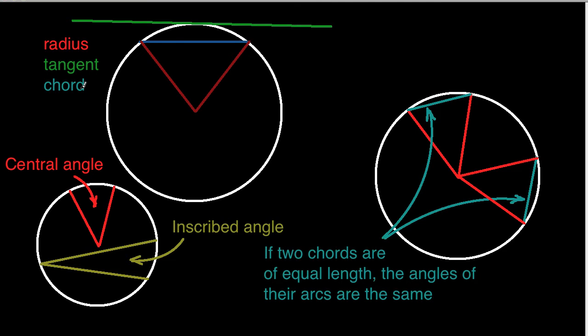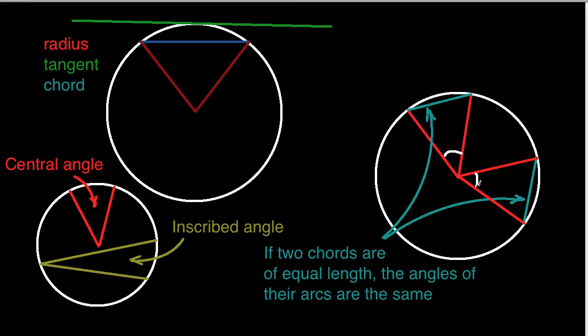Now, some simple properties about chords. If we have two chords, as shown over in this circle right here, of equal length, so this chord equals this chord, you might say that the chords are congruent. If we have two chords of equal length, then the length of the arc that they subtend in the same circle is equal, and these interior angles are equal.